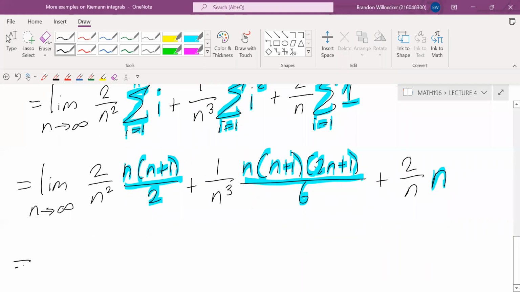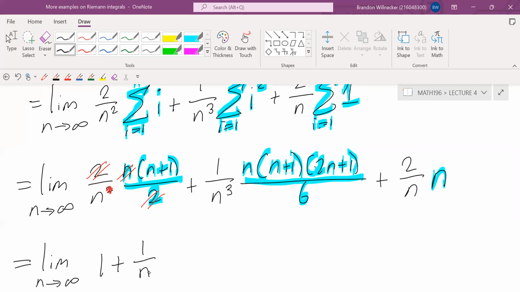Okay, so let's see what we can do. First of all, with this first term, we've got a 2 in the numerator and a 2 in the denominator, so they can go away. Next, we've got an n in the numerator and an n squared in the denominator, so one of those can go. We're left with the limit as n goes to infinity of n divided by n, that's going to be 1, and 1 divided by n, that's just 1 over n. So that's the first term taken care of.